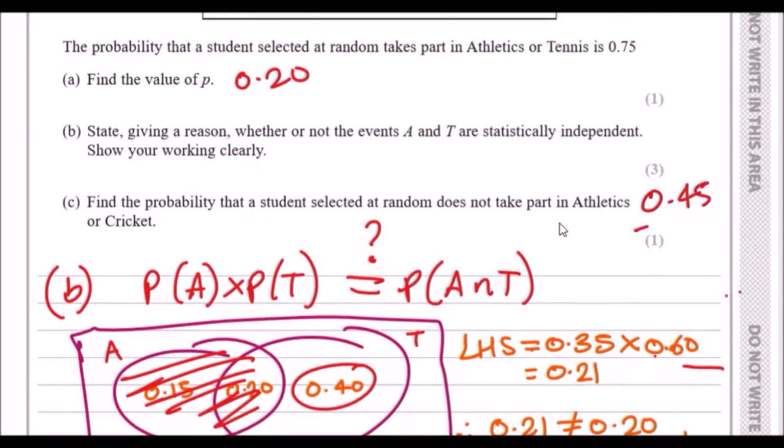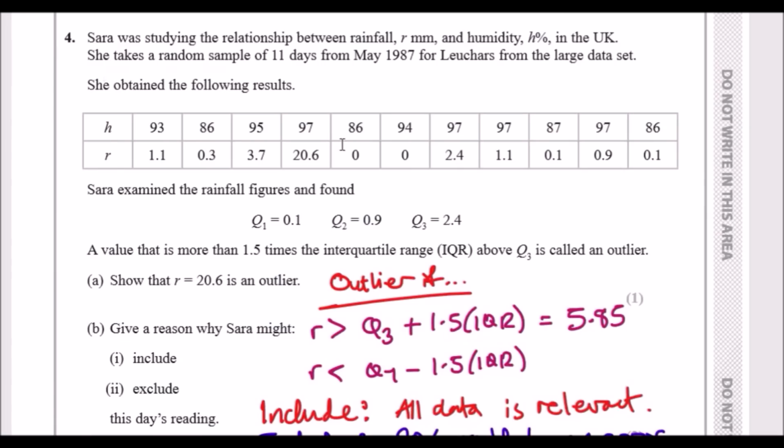That's it. Let's go. So what do we have here? Sarah was studying the relationship between rainfall given in R millimeters and humidity in H percentage. So I can already see that there's some sort of correlation regression problem coming up. She takes a random sample of 11 days from a specific month, May 1987, for Leuchars. I hope I said that right, guys. Anyone from there, forgive me. From the large data set, she obtained the following results.